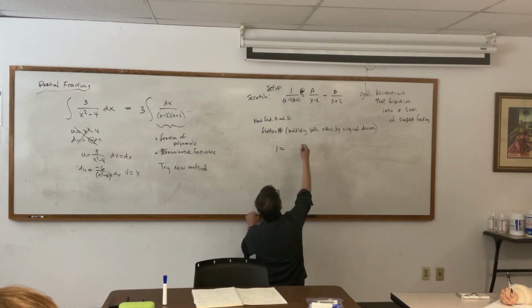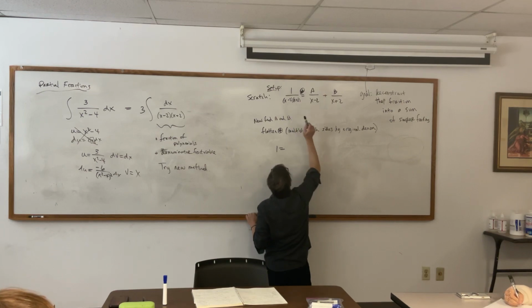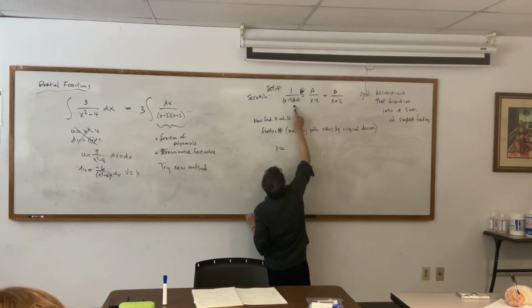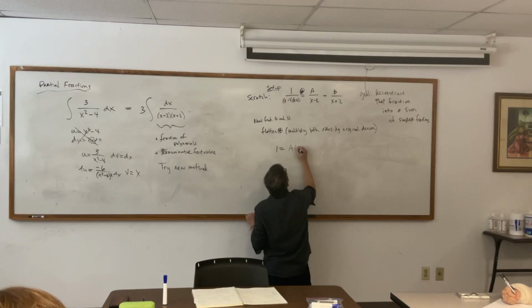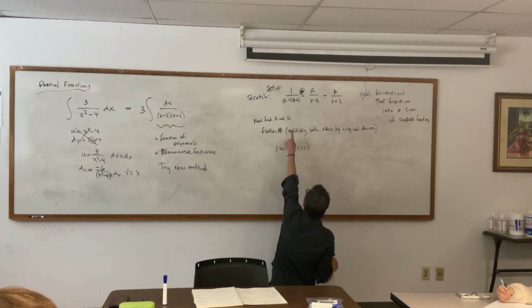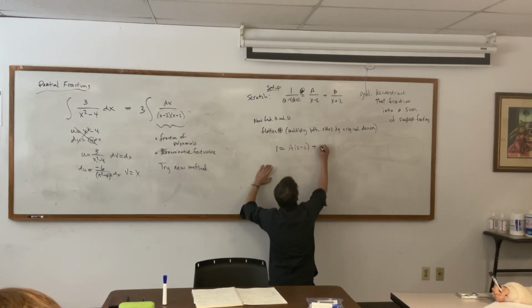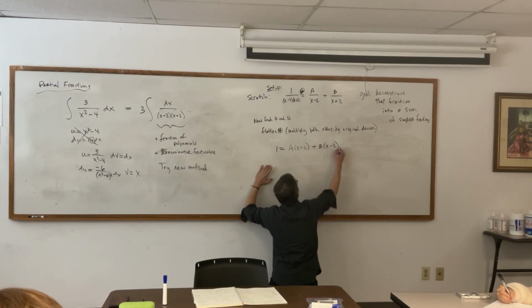On the right, look at what I'm going to get. I'm going to multiply this thing by x minus 2 times x plus 2. Notice that the x minus 2's will cancel, and I'll be left with that. And then when I multiply the denominator by that b over x plus 2, the x plus 2's cancel, and I'm just left with x minus 2.